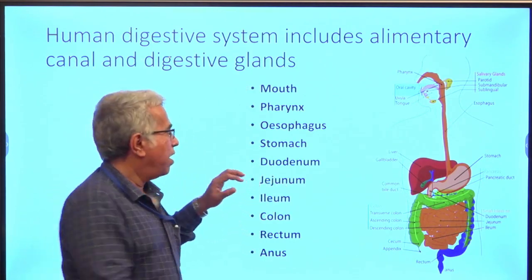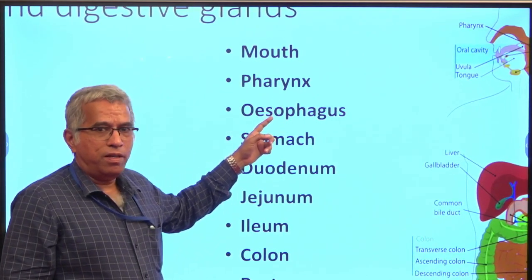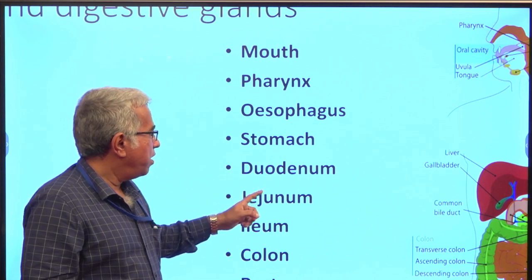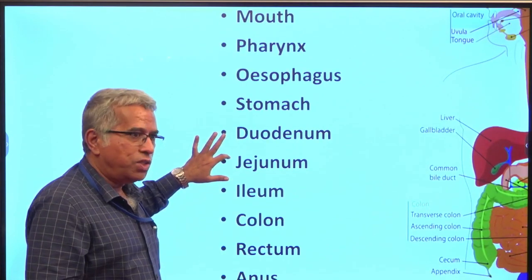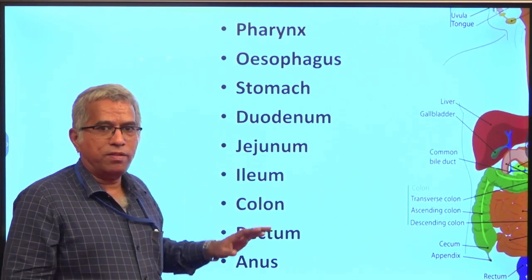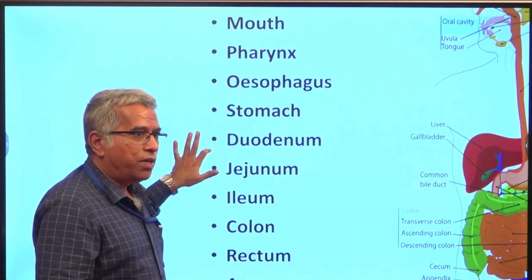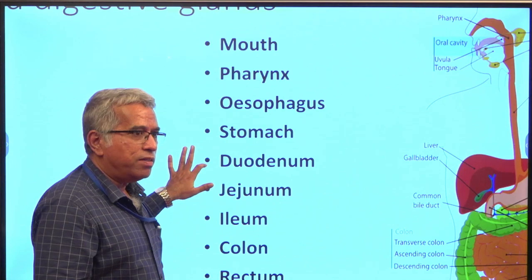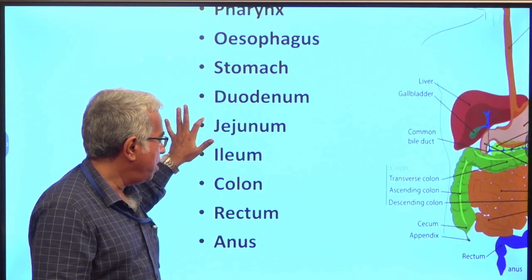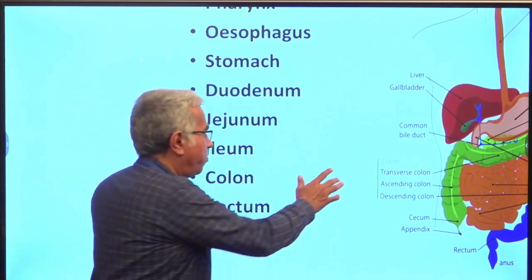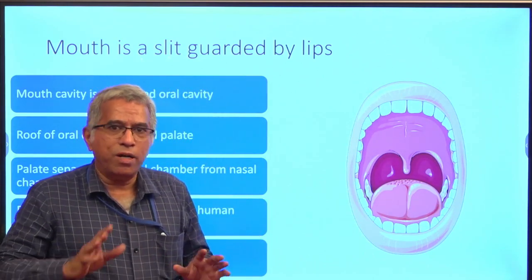Here you can see, it starts with the mouth, pharynx, esophagus, stomach, duodenum, jejunum, ileum, colon, and rectum, which opens through the anus. So it is starting with the mouth and ending with the anus. Here you can see mouth, pharynx, esophagus, stomach, duodenum, jejunum, ileum, colon, rectum, and anus. Let us see what the basic structures of these different parts are.